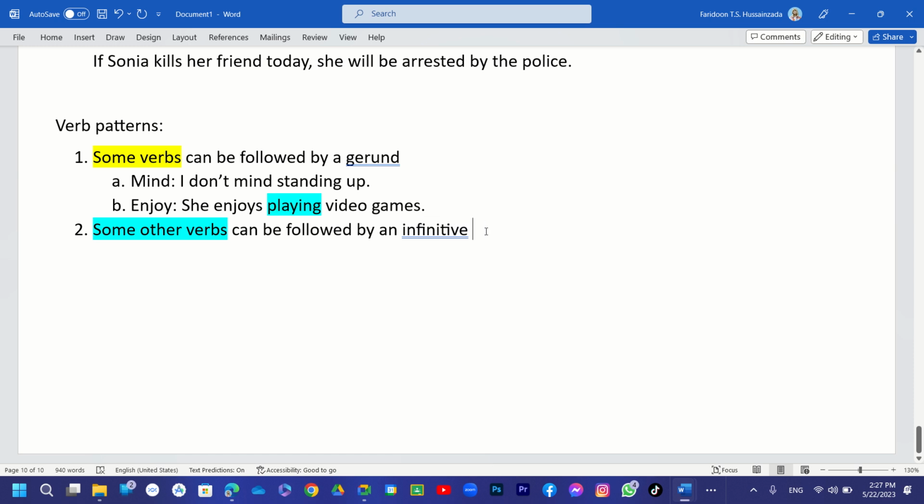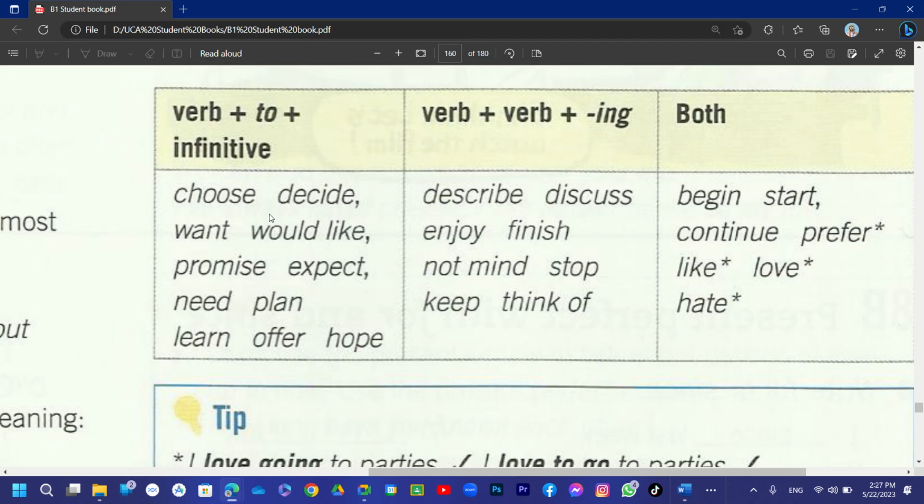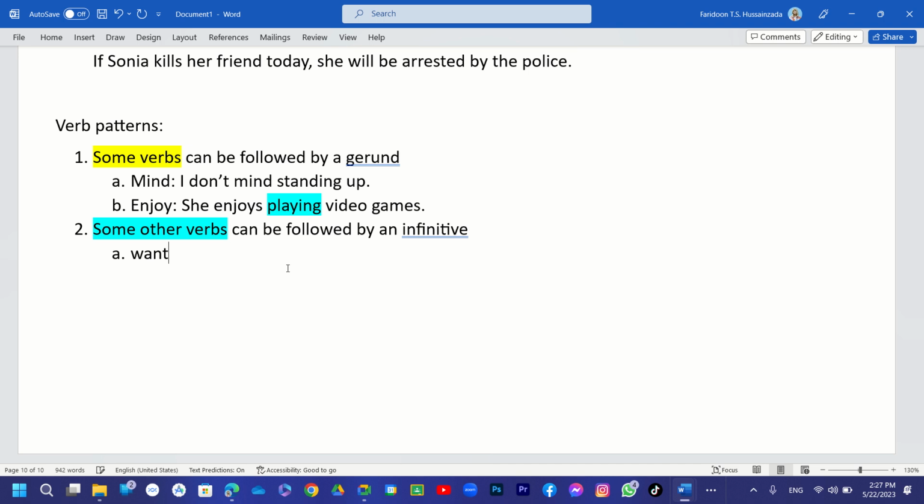Okay, and if you come to the other one, some other verbs can be followed by an infinitive. Now they are these ones, like choose, decide, want. If you remember, we also talked a bit about some of them, like choose and remember. I think we talked about it. So we're going to bring one or two examples. So again, want, you can say, he wants to go to America, right? He wants to go, to go.